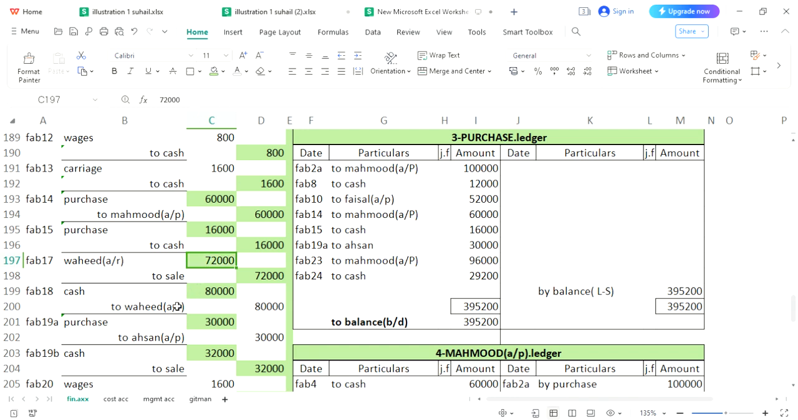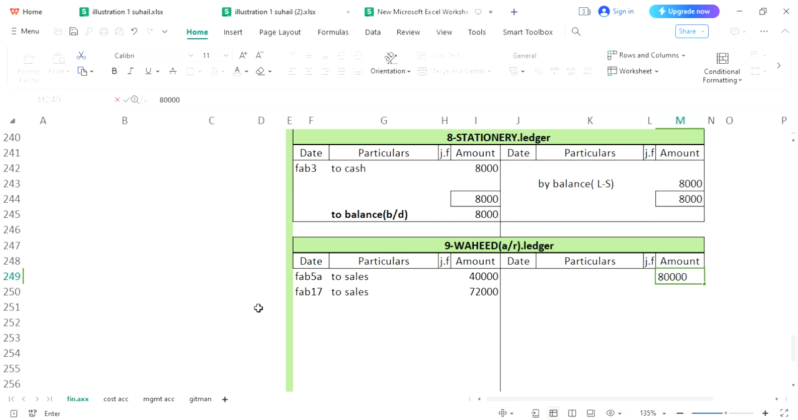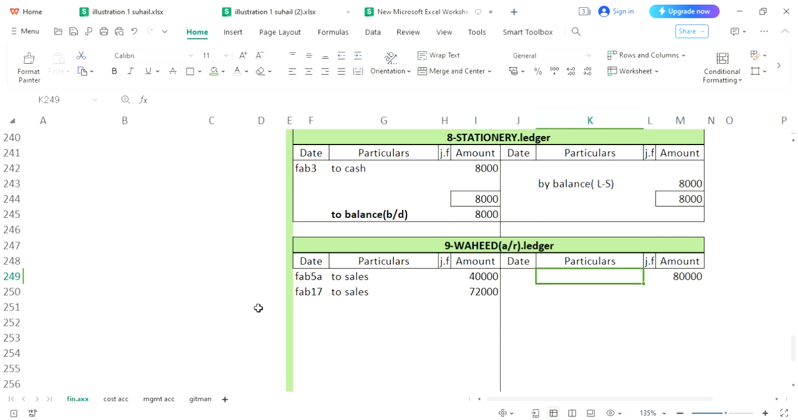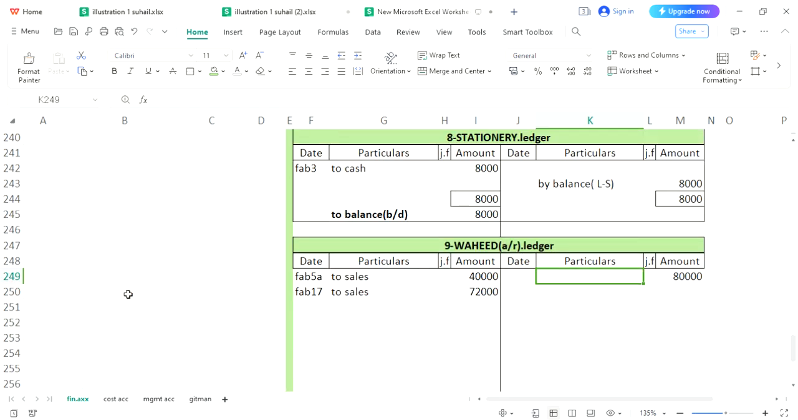After that, the very next entry also includes Waheed account receivable with credit 80,000. So we'll go to the credit side and we'll write 80,000 as 80,000 was credited. And now let's see 80,000's reference. This 80,000 Waheed we have seen. What is written on the opposite side? It's cash. So we will be putting cash as the reference.